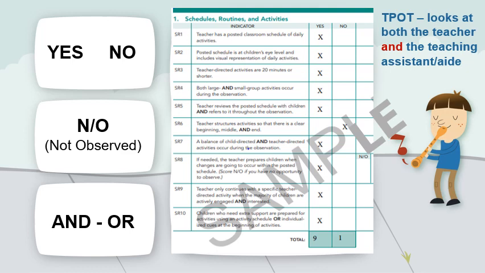When the words are capitalized or bolded, as with "and" or "or," it indicates importance. If "and," see SR6, then all the requirements of that indicator must be observed. This teacher must have missed either the beginning, middle, or end requirement of the indicator. If "or," see SR10, then either requirement of that indicator must be observed because the teacher received a yes score.